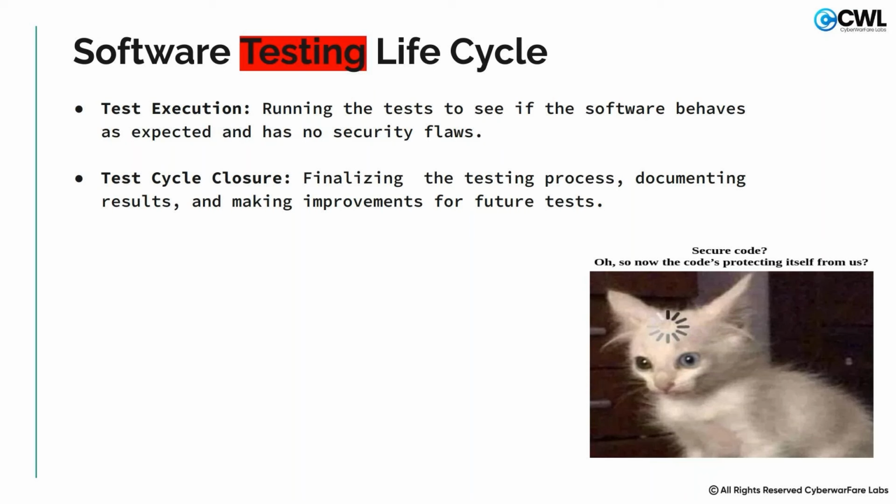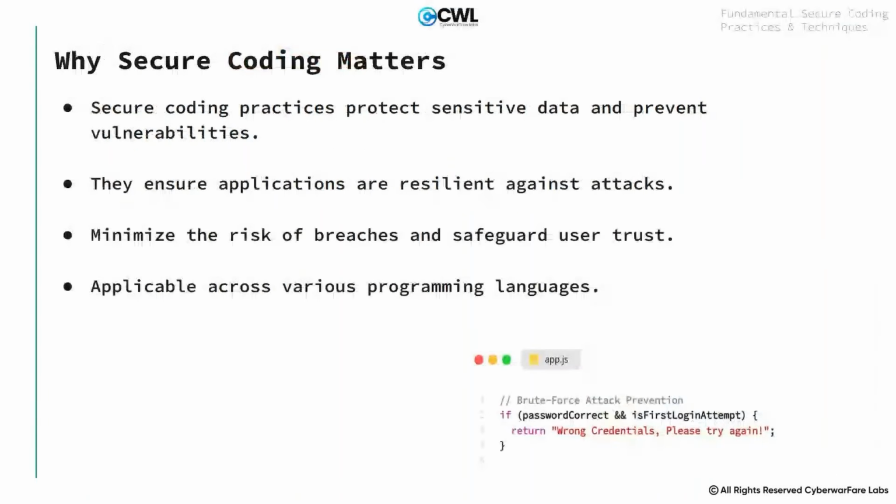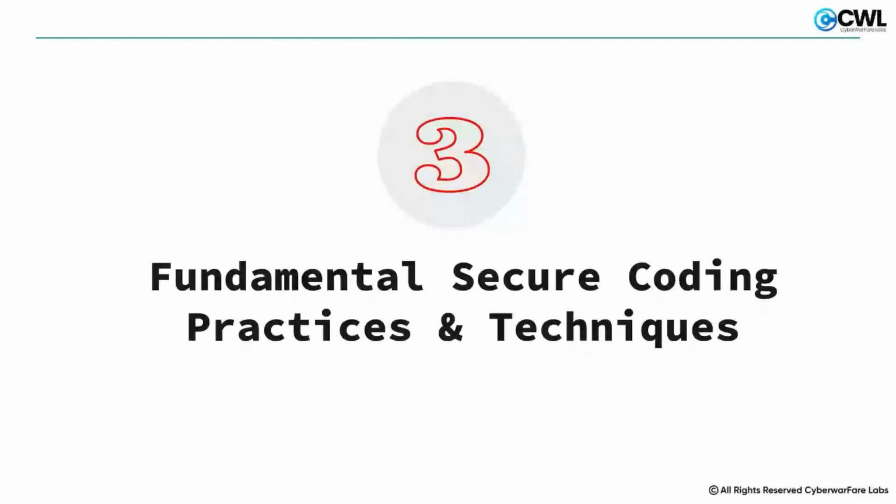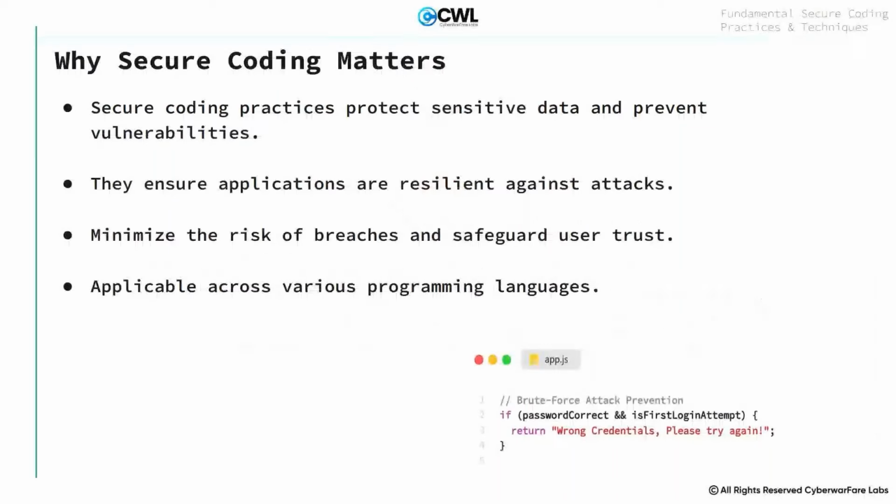Now we'll discuss fundamental secure coding practices and techniques. So why does secure code matter? Why should we even consider secure coding? Secure coding practices protect sensitive data, and they prevent security flaws and vulnerabilities. Although security flaws cannot be completely avoided, we can minimize the attack surface, as I mentioned before. And they ensure that the applications are resilient against attacks.